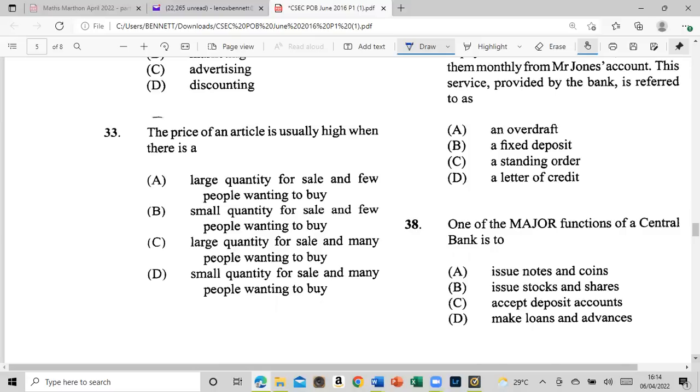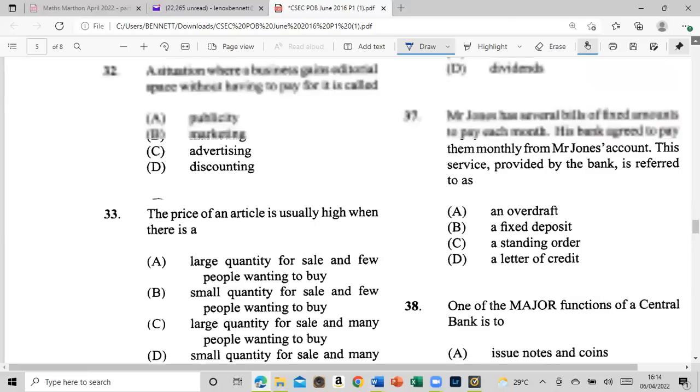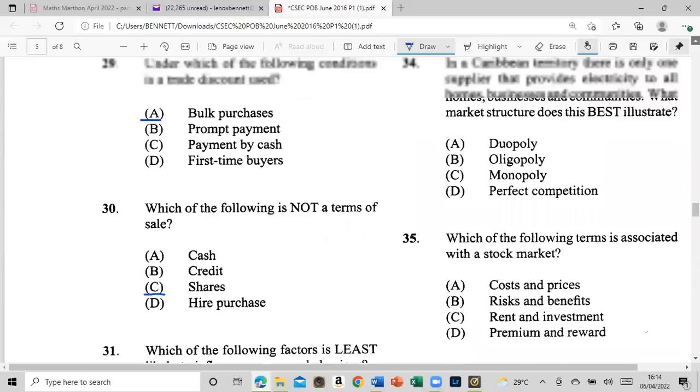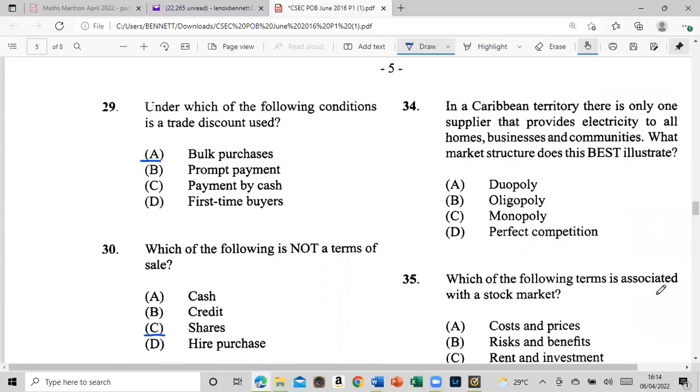All right, 33. The price of an article is usually high when there is a large quantity for sale and few people wanting to buy. Small quantity for sale and few people wanting to buy. No. Large quantity for sale and many people wanting to buy. No, sir. Small quantity for sale and many people wanting to buy. So 33 is D. Just imagine something scarce. That gets expensive. If something is accessible, it becomes cheaper, right?